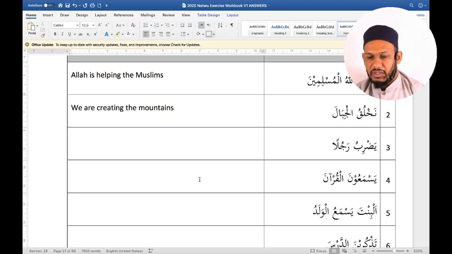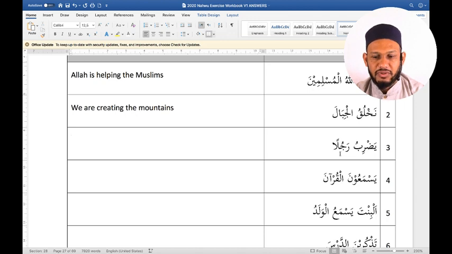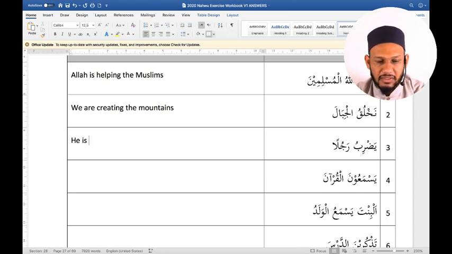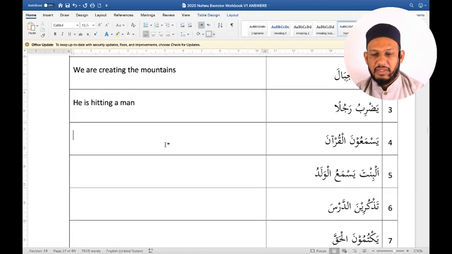Next one. Yadribu rajulan. Yadribu, I look for the fa'il, nothing at the end. Rajulan, there can't be the fa'il because it's nasb. It's not rajulun. If it's not at the end, not on the left, it must be inside. And we know from the scale that there must be a huwa inside, because yadribu means he is hitting a man. Good.